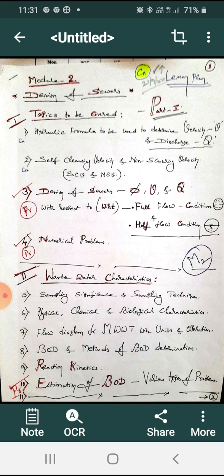See, now this water, this contains what actually? Oxygen. This oxygen is in which form?